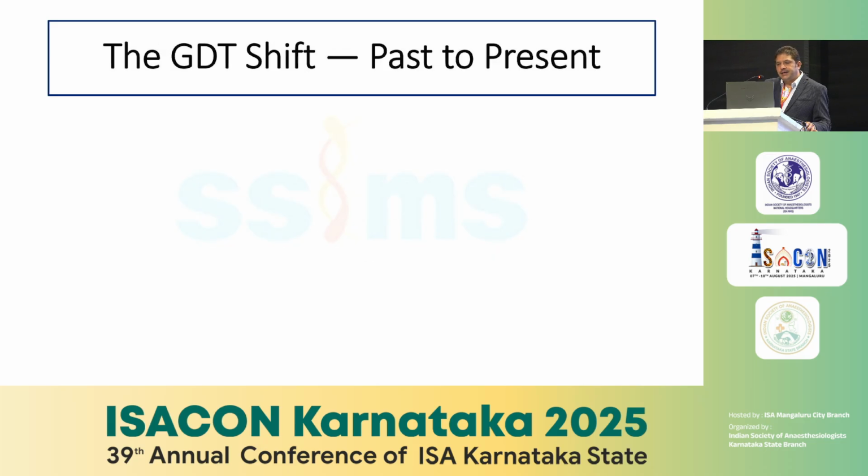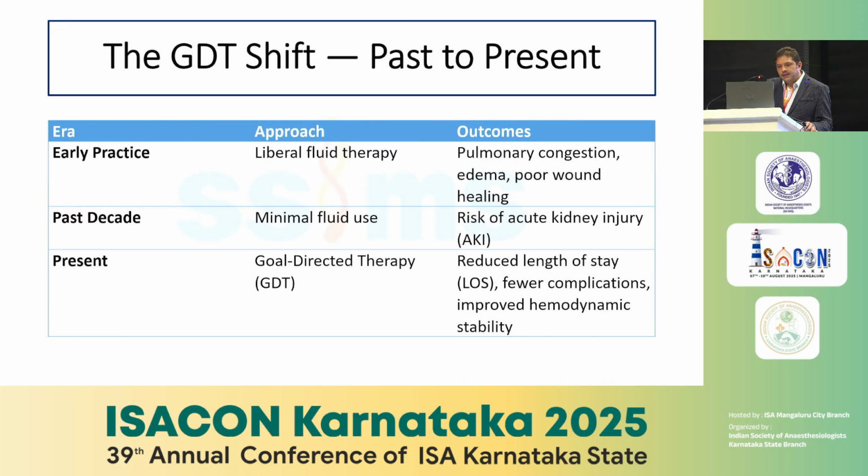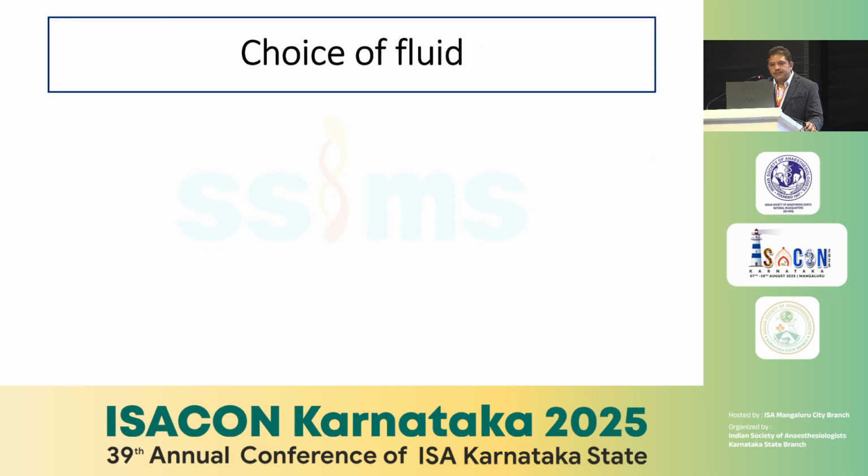How has GDT shifted from past to present? In early practice, liberal fluid therapy had outcomes of complications like pulmonary congestion, edema, and poor healing, and with minimal fluid usage, a risk of acute kidney injury. And goal-directed therapy improves hemodynamic stability with fewer complications and a reduced length of stay.